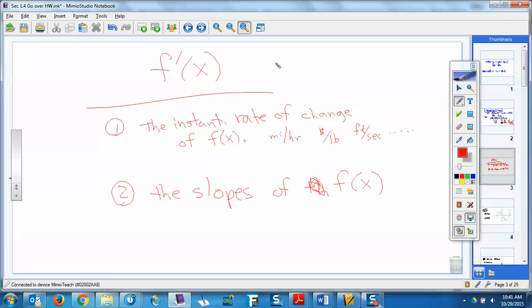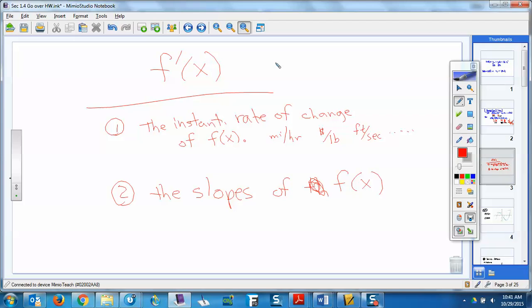Now, notice I put some units there. We were talking miles per hour, but it could be dollars per pound or feet per second. Or as you saw in problem number 41, something about daylight hours. Because right now, what's happening to the daylight hours? They're decreasing. The days are getting shorter. Matter of fact, I think this weekend is daylight savings time change, I think.